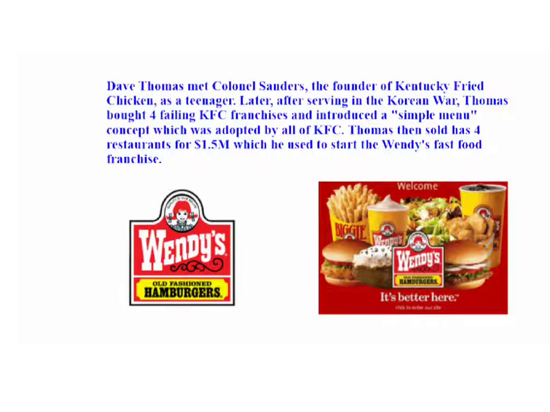Just a little FYI here, nothing to write down, but Dave Thomas met Colonel Sanders, the founder of Kentucky Fried Chicken, or KFC as it's now referred to, when he was a teenager. Later, after serving in the Korean War, Thomas bought 4 failing KFC franchises and introduced a simpler menu concept that was adopted by all of KFC. Thomas then sold the 4 restaurants for $1.5 million, which he used to start the Wendy's fast food franchise.